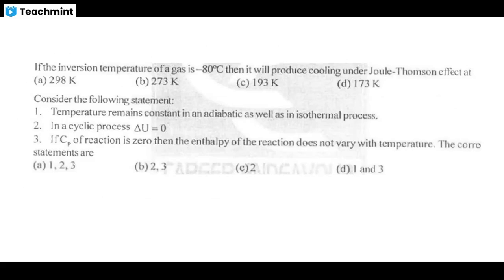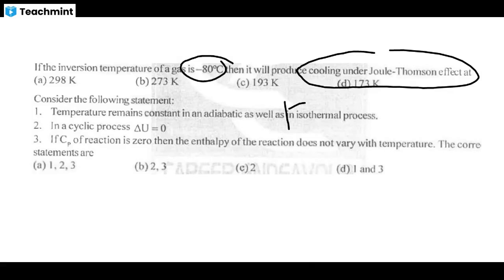If the inversion temperature of a gas is minus 85 degrees Celsius, then will it produce cooling under the Joule-Thomson effect? The inversion temperature is minus 80 degrees Celsius. If you convert it to Kelvin, that means 193 Kelvin.